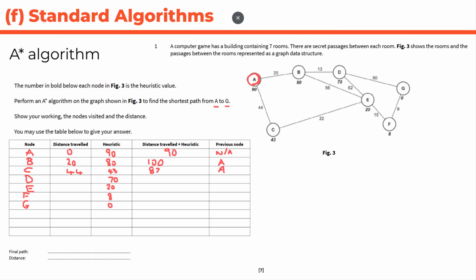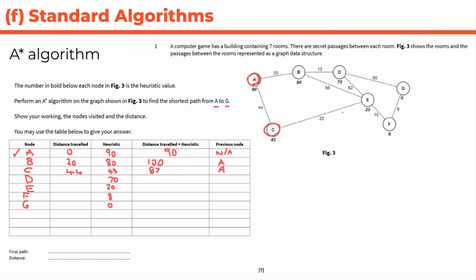Well, the next stage of the algorithm is we look to see what the distance travelled plus the heuristic is, and we're looking for the shortest number, and that is C. So now I've been to A. I'm just going to tick it off that I've been to it, and now I'm going to jump to C. I'm not going to go to B because it has a higher cost, so I'm going to jump to C.